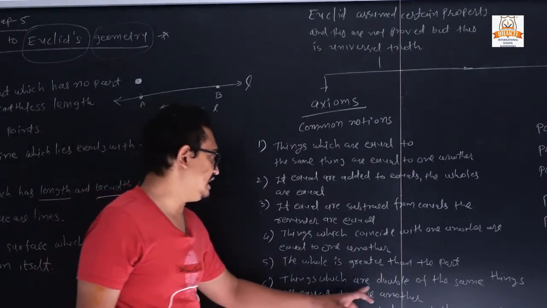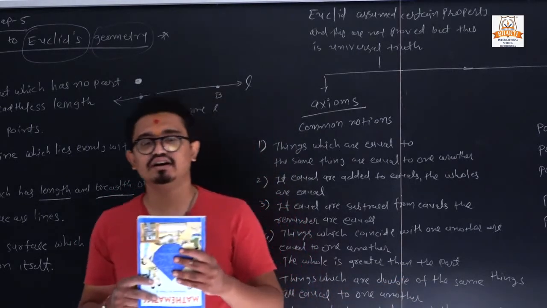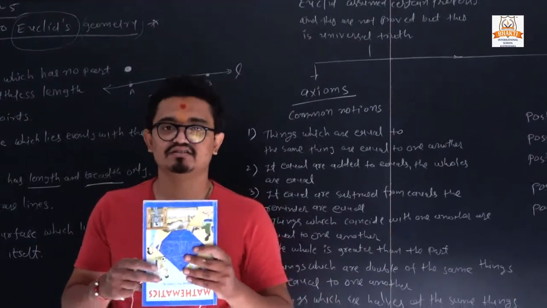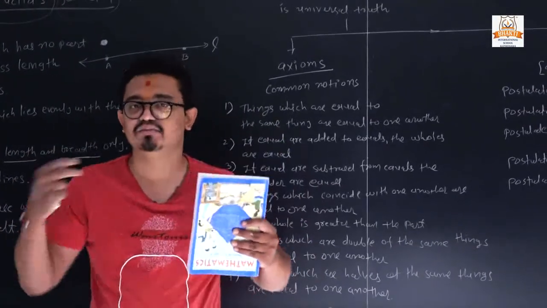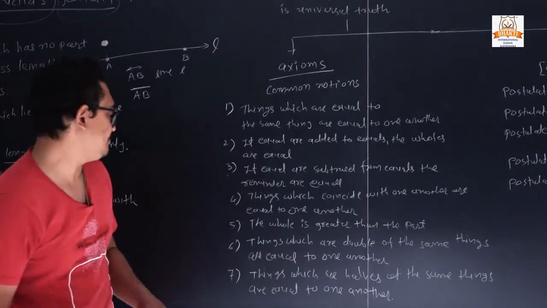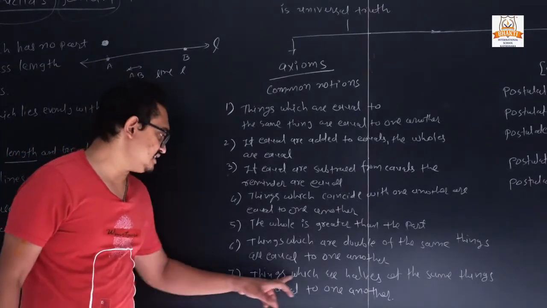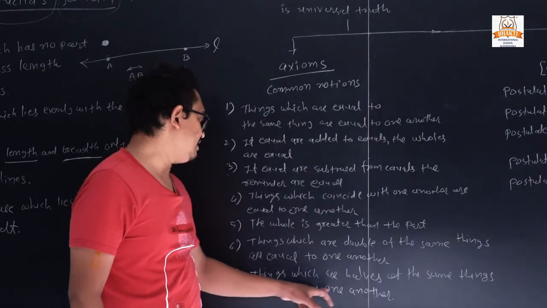Then things which are double of the same thing are equal to one another. Suppose we want to make the double, so we can take one more book, and if we are joining these two books, so it means what? Equal plus equal. Clear? So it is double. And things which are the half of the same things are equal to one another.